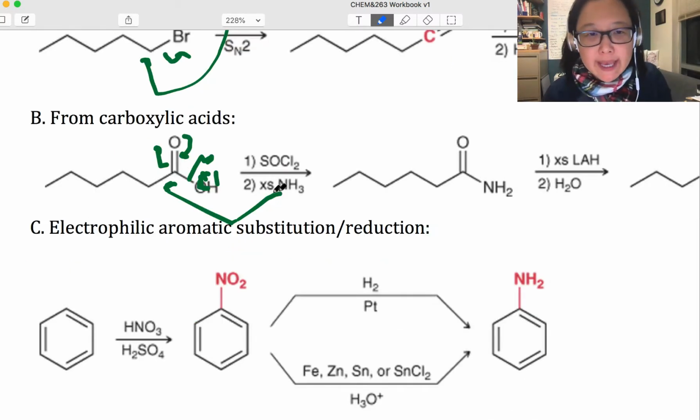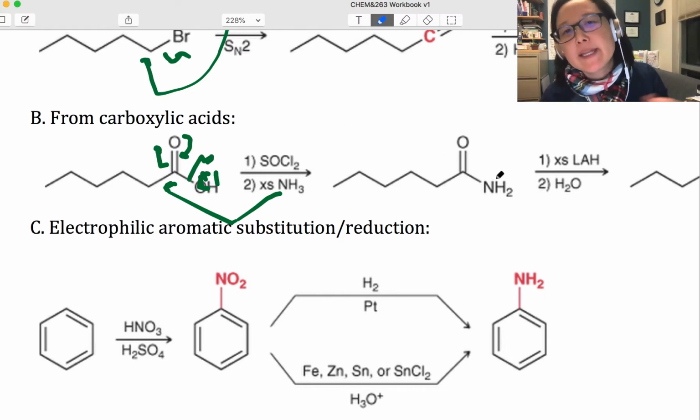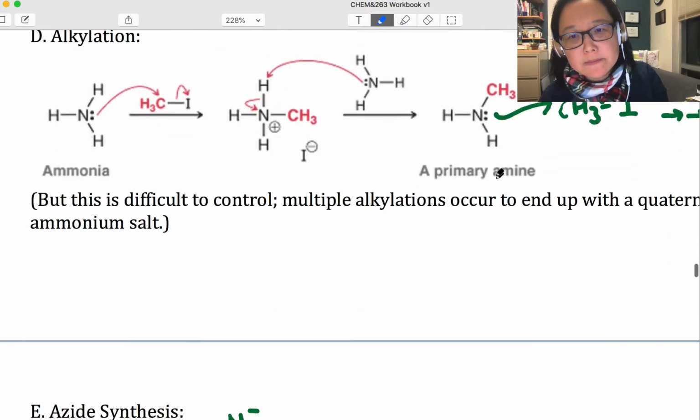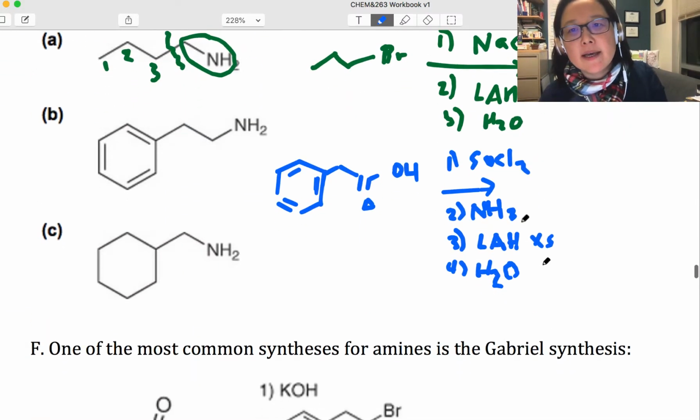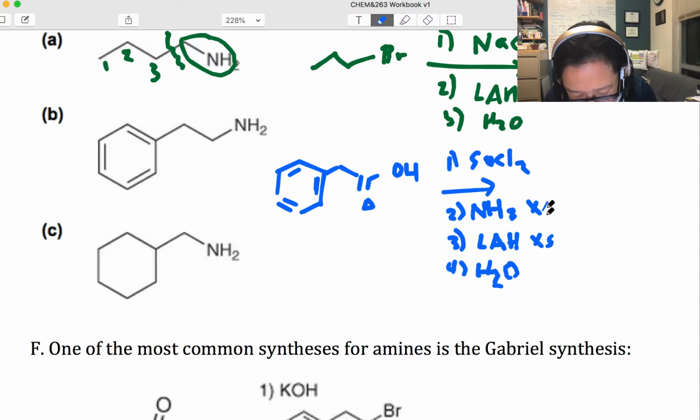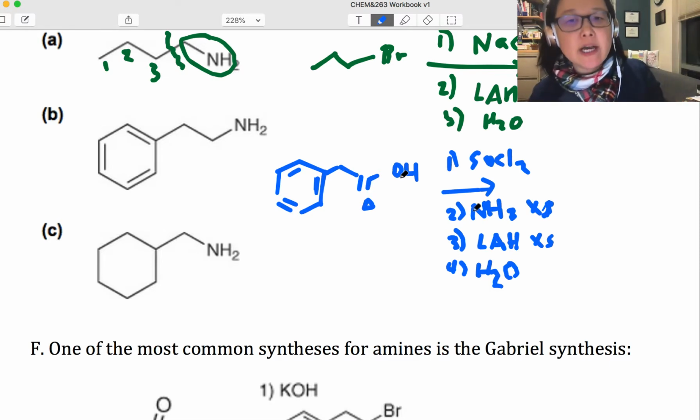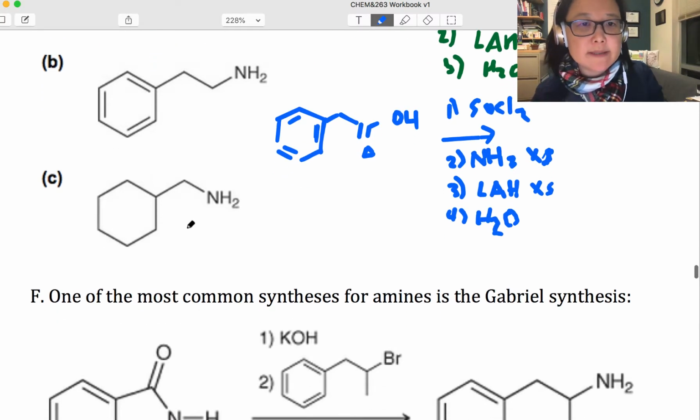So do you know why they say excess NH3 here? It's because when the first NH3 comes on, this is going to turn into a positive charge. So you need another NH3 to come and deprotonate it so that it becomes an NH2. All right, so it helps to say that here, excess there. And we need excess LAH because an amide is more oxidized than an aldehyde or ketone. So we need more than one equivalent to reduce it.